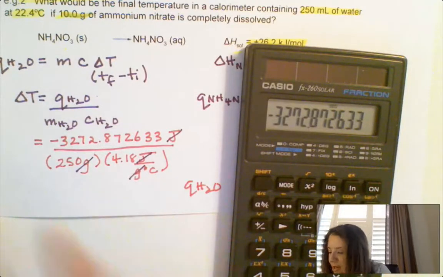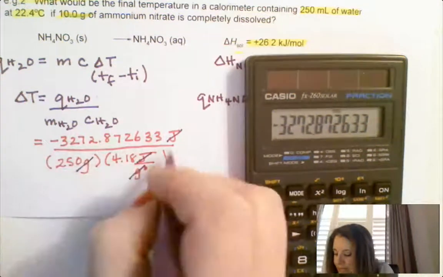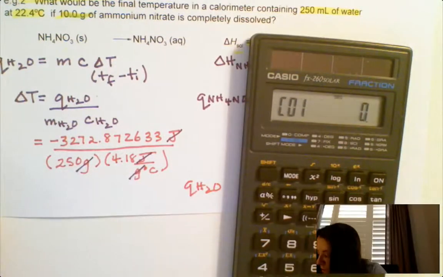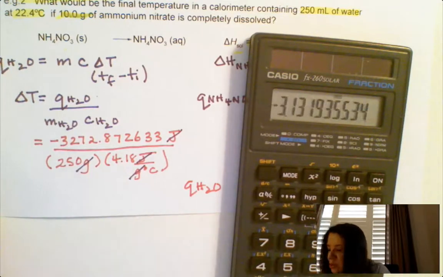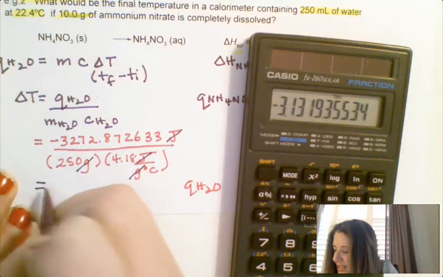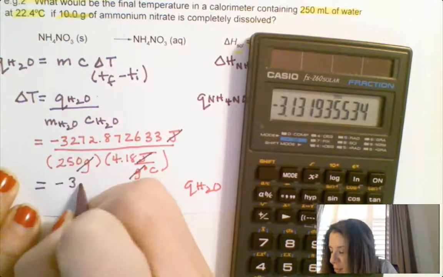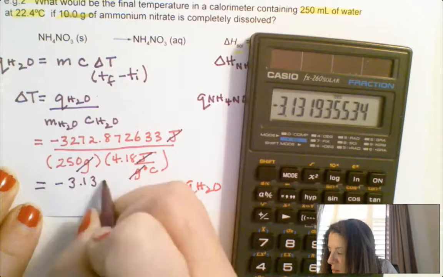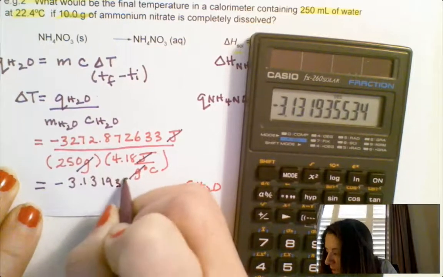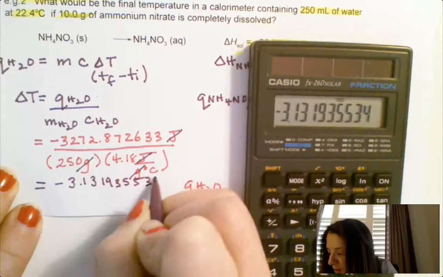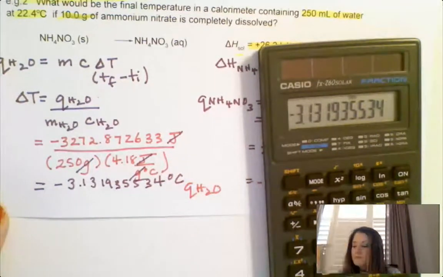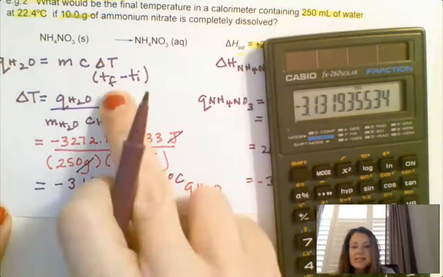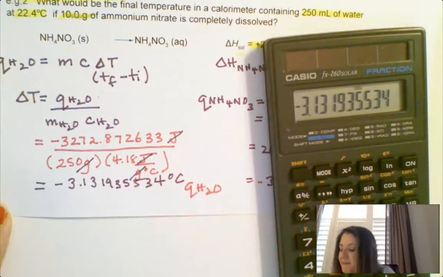So I still have this in my calculator, so sometimes you don't even need to clear it out. I'm going to divide it by, put these in brackets, divided by, close bracket, 250 times 4.18, close bracket, there we go, push equals, and my delta T ends up being negative 3.13193553 degrees Celsius. We're not done. So this question is asking us to solve for TF.